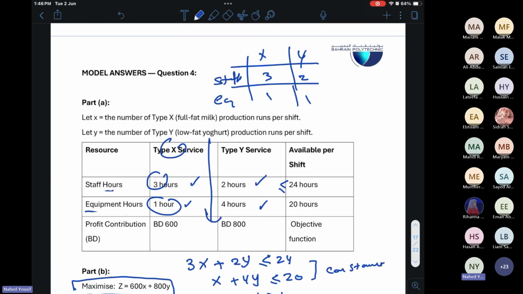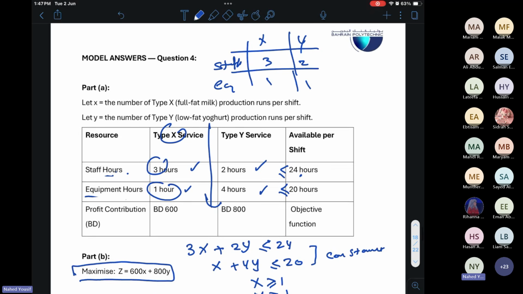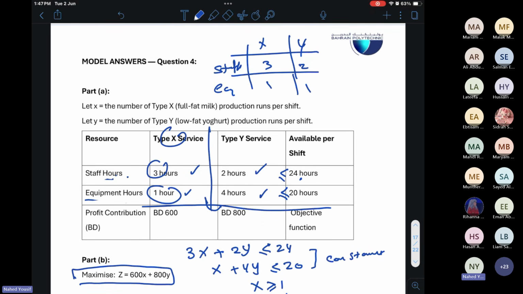Okay. So the total hours for staff is 24 hours, so they cannot work more. The total hours for the equipment part is 20 hours, so they cannot work more. So we get our constraints here. Is that clear? And this is the last one, which is the objective, which is they want us to maximize or minimize. You have to make it separate, as I told you.